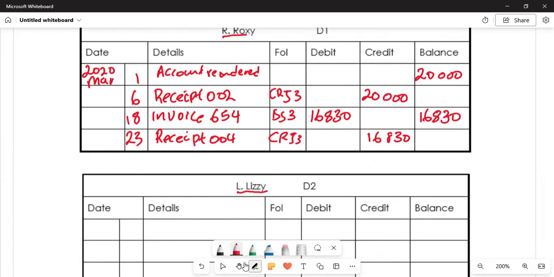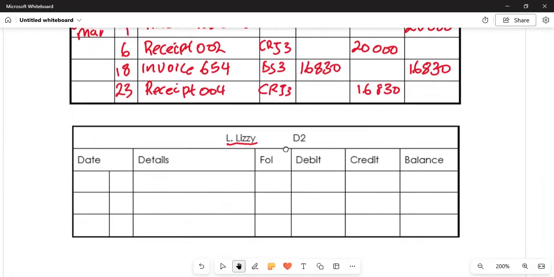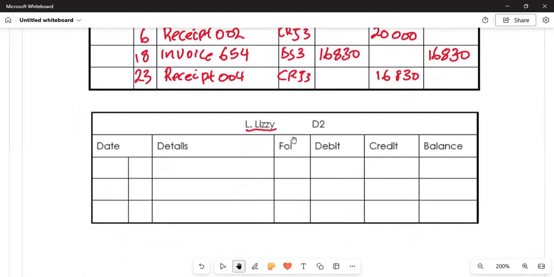That is that. So we are done with Roxy. Now we are to come to Lizzie, which is our data 2. So in the same way as Roxy, we are going to write 2020 March. Now we want to know the account rendered for Lizzie.